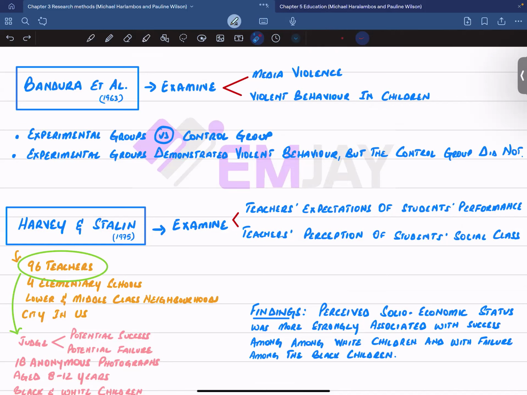So when you talk about the study that was conducted by Bandura, the researcher put the participants into two different groups. Some of the participants saw violence in front of them, and the other group did not see violence in front of them.